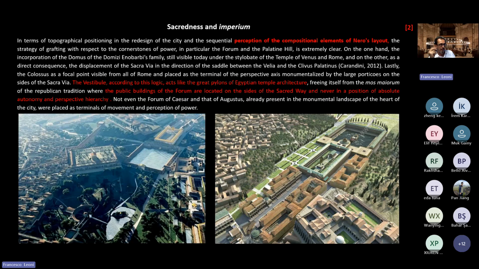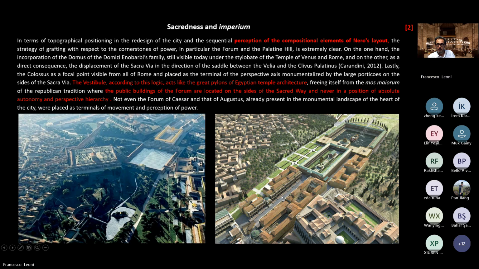And even the way Nero's villa used to insist inside the center of Rome didn't check that much with the already existing presence of the Forum of Caesar and the Forum of Augustus.